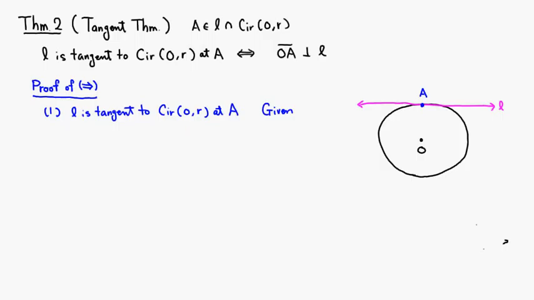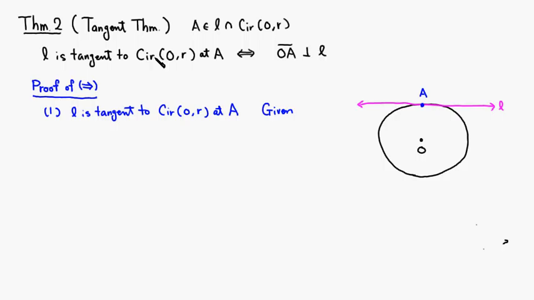All right, let's look at Theorem 2, the tangent theorem. It says that a line L intersects a circle at point A, and L is tangent to the circle at A if and only if OA, where O is always the center of the circle, is perpendicular to the line L. Since this is an if and only if, we have to do both implications.